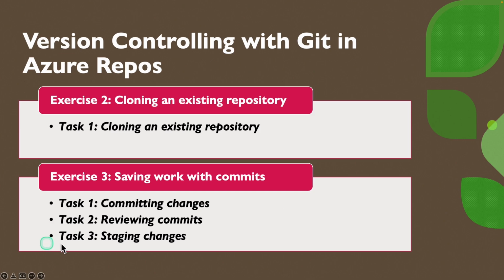The next task we are going to do is saving work with commits. When you make changes to your files, Git will record the changes in the local repository. You can select the changes that you want to commit by staging the changes. Commits are always made against your local Git repository.